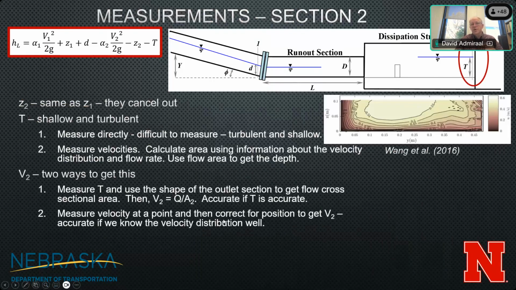The reason the second way is better is because most of the energy that we have at this location is contained in the velocity of the flow and not in the depth. And since this is the energy equation, if this term is bigger than this term, this is the one we want to get the most accurately if we have to make a choice. Again, for alpha 2, literature information is really the most feasible way to get this.